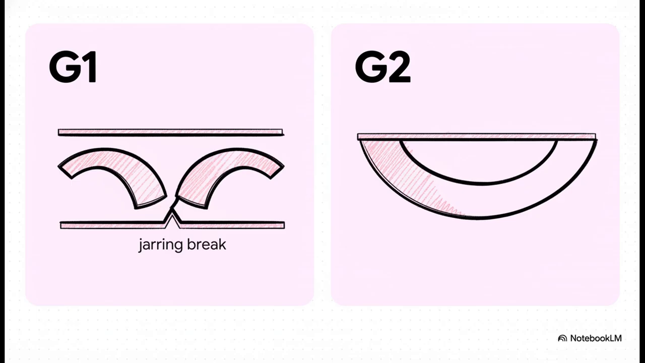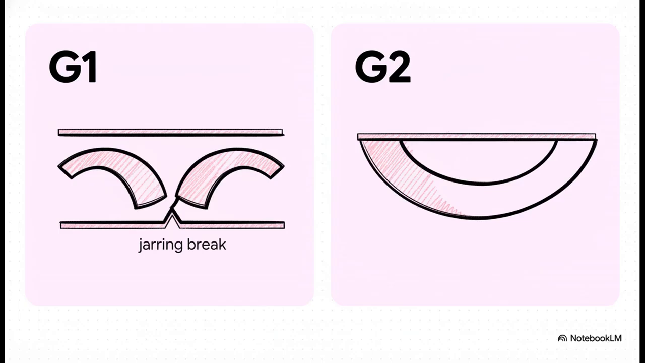There are different levels of this smoothness. First, you've got G1 continuity, which is also called tangency. This means the curves meet and they're pointing in the same direction. It looks okay, but if you shine a light on it, you'll see this subtle but really jarring break in the reflection. Then you have G2 continuity, or curvature. This is the gold standard. Here, the curves don't just meet and point the same way, they also curve away from that meeting point at the exact same rate. And the result? A flawless, seamless surface that looks perfect from every single angle.